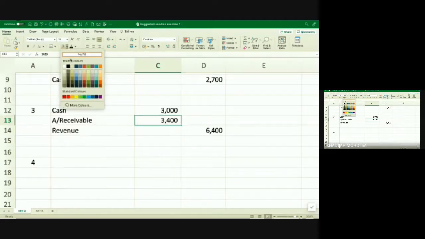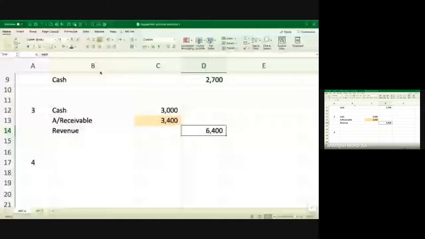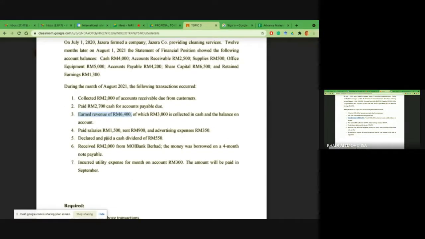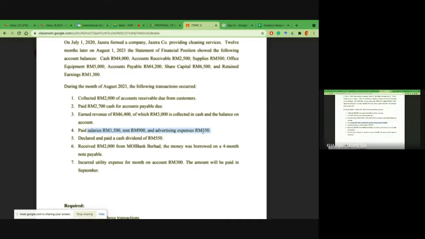All right. It's the balance of 3,000. Right. 6,004 minus 3,000. Number 4, we have what? Paid salaries 1,005, rentals 900, and advertising expenses 3,350. So how many accounts do you have here? 3 expenses and 1. How do you pay? Cash.